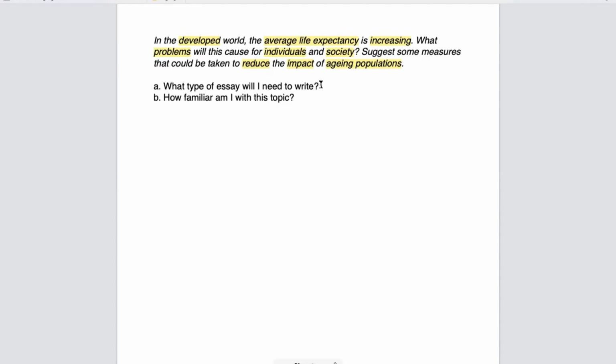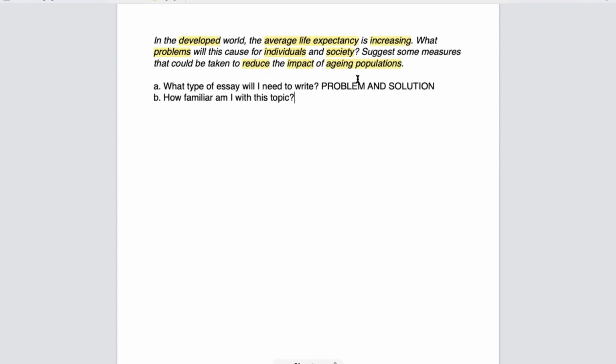And just from reading it over and underlining your keywords, you should be 100% confident that this is a problem and solution essay, okay? So be prepared for these outlines, which we'll get into in just a moment, and the layout of your essay. Second, how familiar am I with this topic? This will depend on the test taker, but keep in mind that the keywords will help you assess your knowledge on the topic. So really think about everything you know when it comes to aging populations in the developed world.